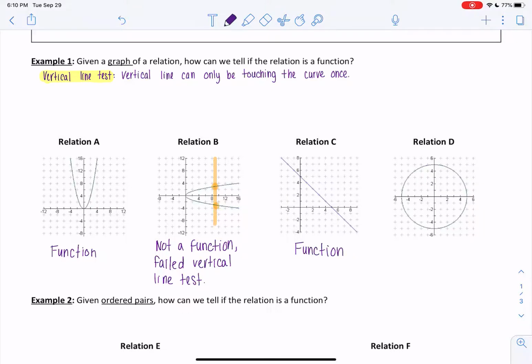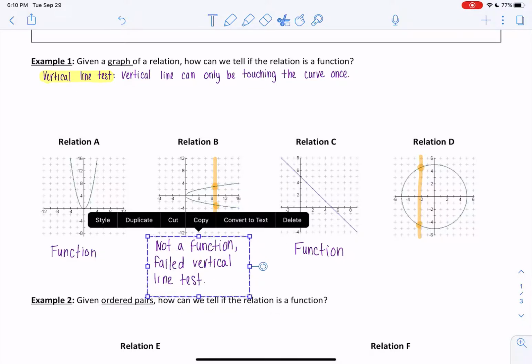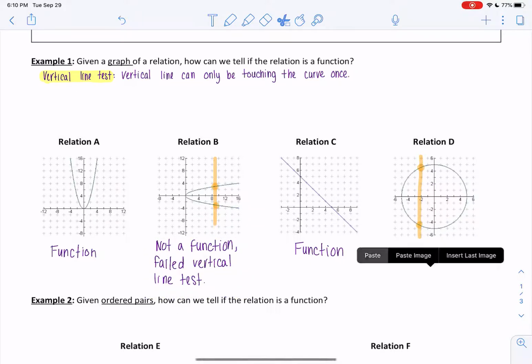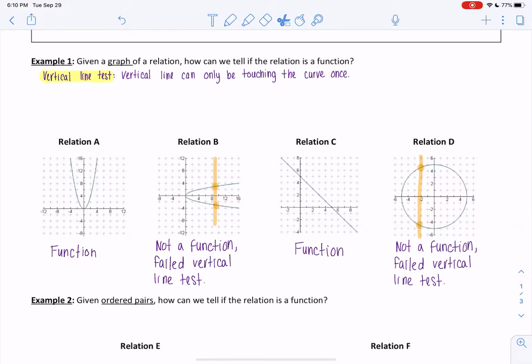Finally, for relation D, I draw my vertical line and we already see it's touching the curve more than once. Therefore, this is not a function because it failed the vertical line test. And that only needs to happen once. As soon as it hits the curve twice, we can confirm that it is not a function.